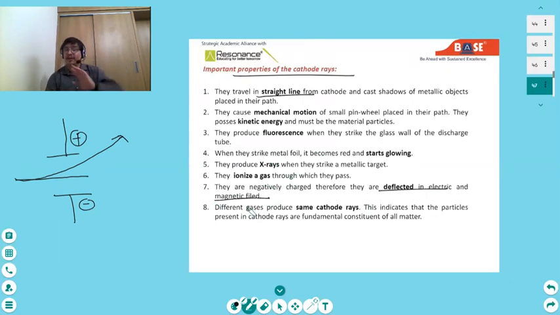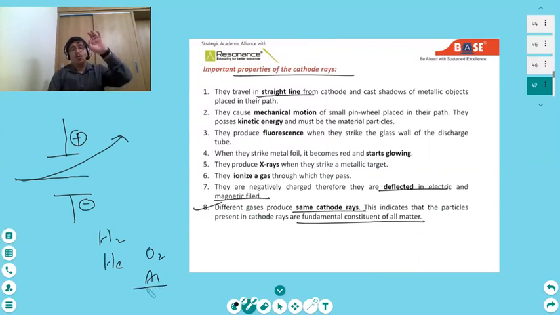Same thing in the electric field, it will be deflected towards the opposite end, and in a magnetic field it will do the same. And different gases produce the same cathode ray. This indicates that particles present in cathode rays are a fundamental constituent of all matter. So whether you take hydrogen gas, helium gas, oxygen gas, or argon gas, whatever cathode ray comes out, it will contain electrons.